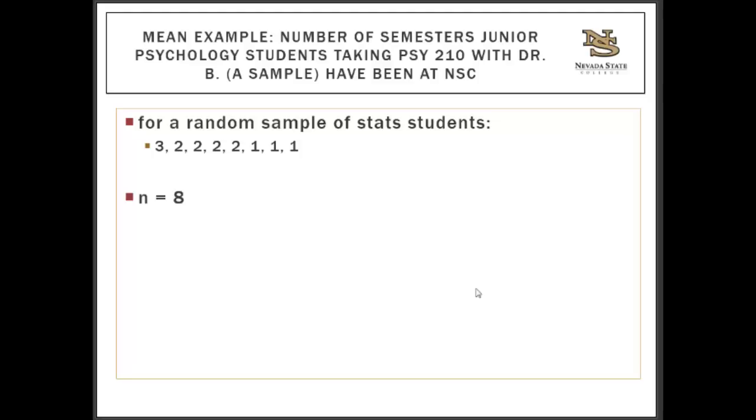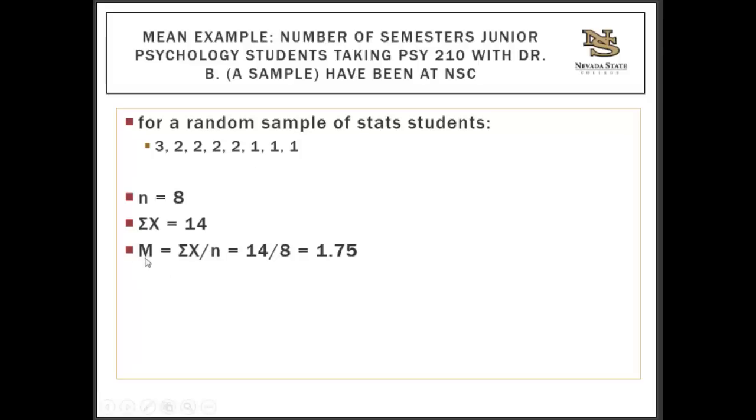So if you count the number of numbers there, we've got, let's see, 1, 2, 3, 4, 5, 6, 7, 8 values in our sample. So lowercase n, sample size, is equal to 8. You add all those values together, so 3 plus 2 plus 2 plus 2 plus 2 plus 1, and you end up with a sum of x of 14. And then you just plug those values into your mean formula.